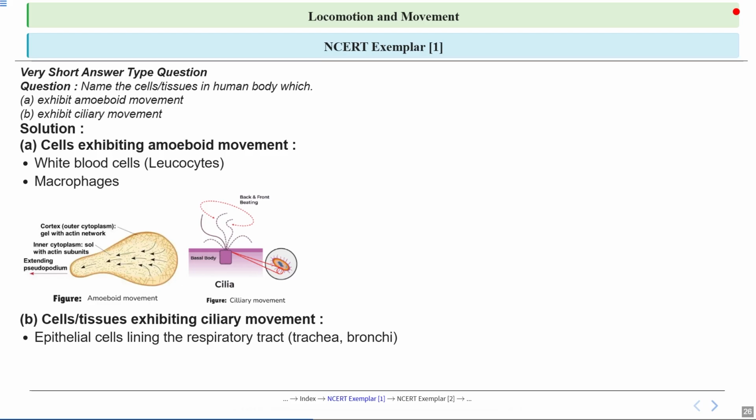Epithelial cells, which line the respiratory tract, such as the trachea and bronchi, are specialized to protect the airways and facilitate breathing. These cells form a thin continuous layer that traps dust, bacteria and other harmful particles through cilia and mucus, preventing them from entering the lungs.